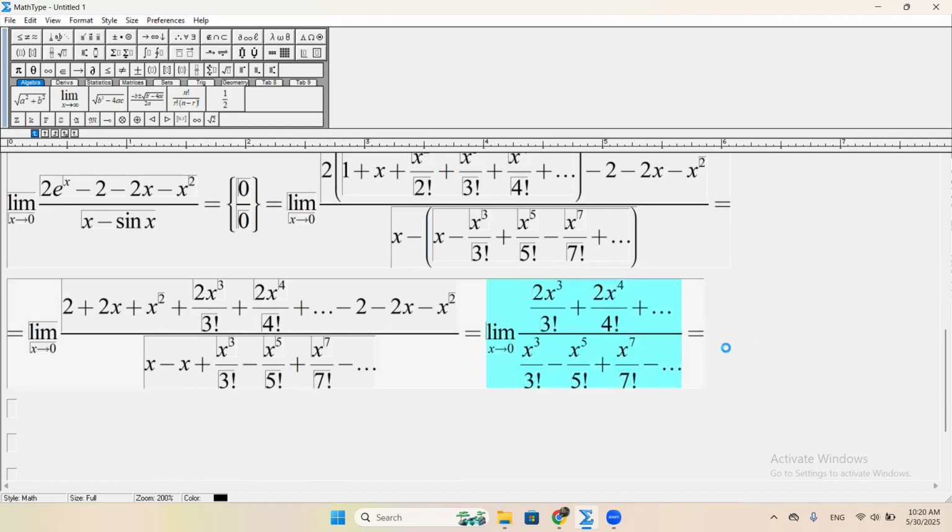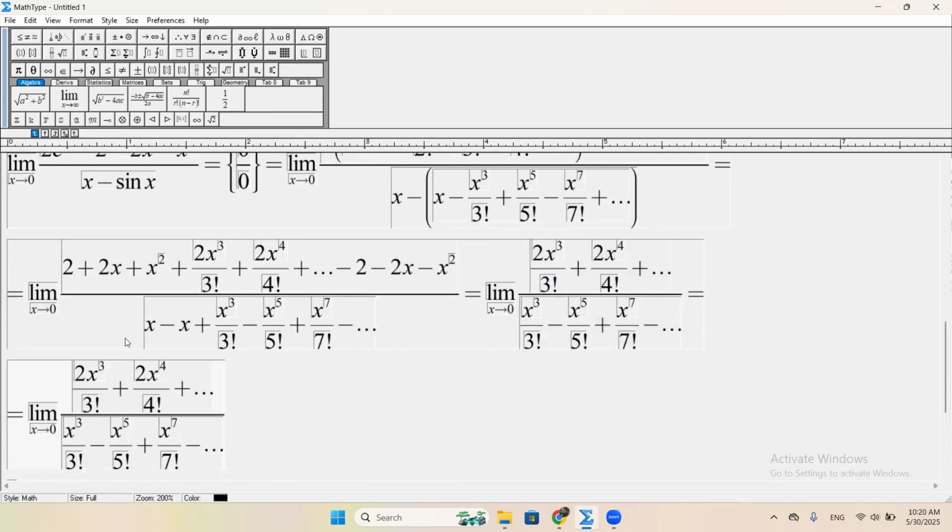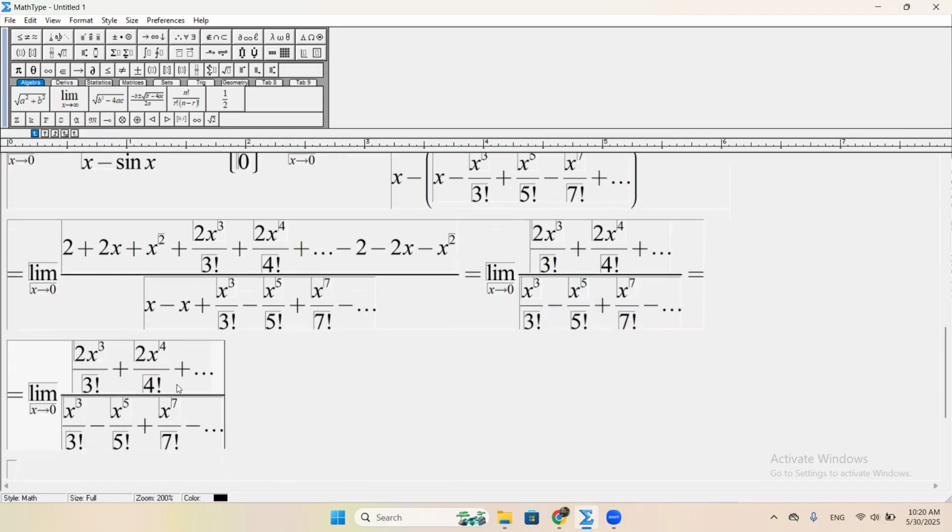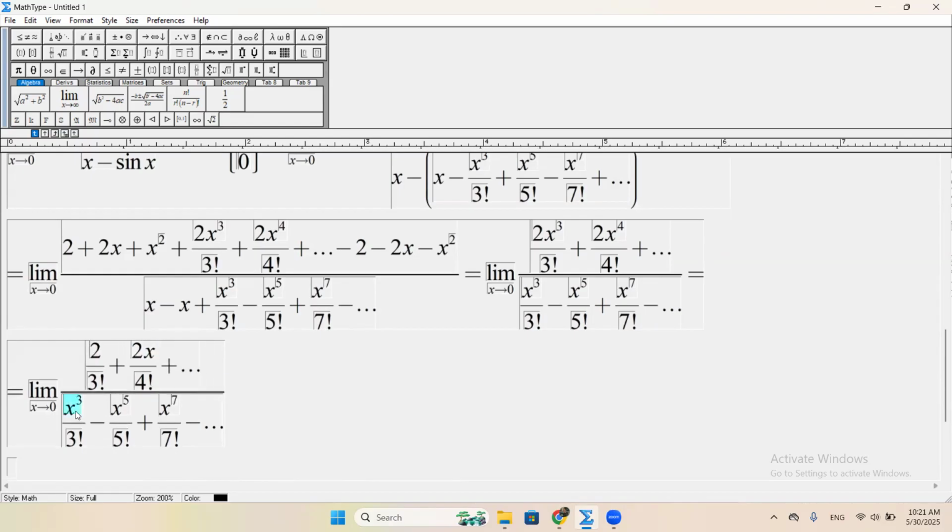So moving next. So the indeterminate form is still not resolved. But what do we have here? We can reduce it by x cube. So 2 here will be x, 1, x square, x in power of 4. And now we will substitute 0 instead of x, and we will receive 2. So here 2 over 3 factorial, and here 1 over 3 factorial.